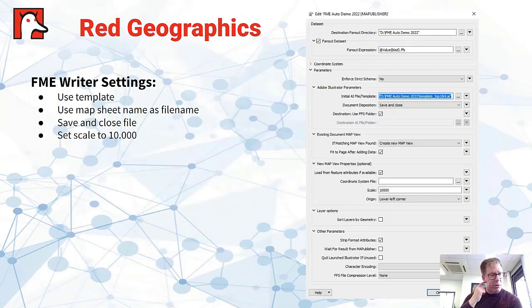There's a couple of settings on the writer that we need to make sure that we use correctly. So what I'm doing is I'm specifying a template file to be used. So that's an empty Illustrator file with just a couple of map themes and a predefined artboard. I'm specifying that it's using the map sheet name as the file name. So every map sheet ends up as a separate file. I'm specifying that once it's done reading and processing, it should save and close the file, so it doesn't keep it open in Illustrator. And then on the map view, it sets the scale to 10,000.